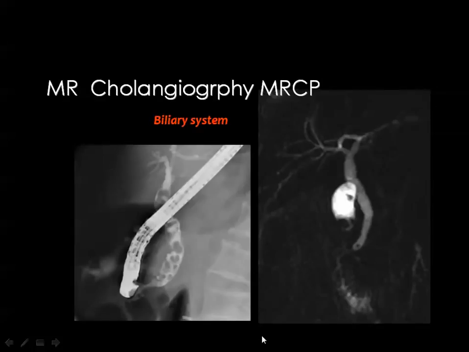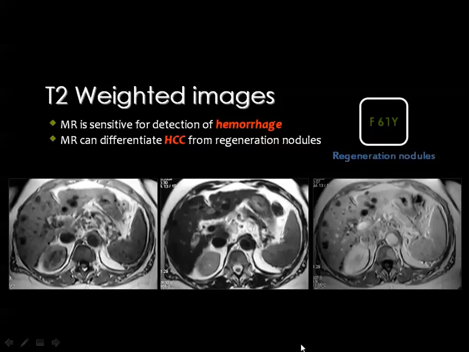Also, one of the values of MRI is the non-invasive evaluation of the biliary system, and this is an ERCP showing multiple radiolucent filling defects representing calculi throughout the common bile duct. But non-invasively, you can have this MRCP, in another patient of course, and you can see multiple filling defects within the gallbladder representing stones, as well as a small calculus at the terminal portion of the common bile duct.